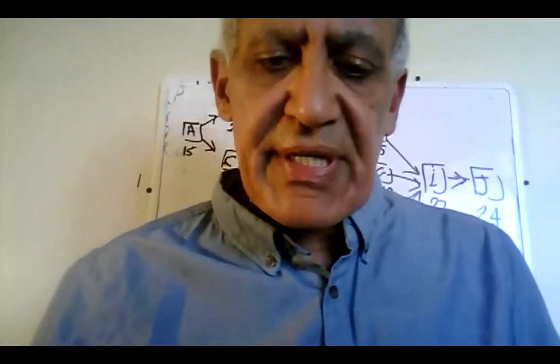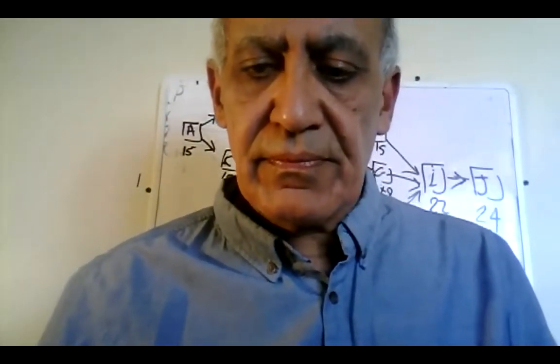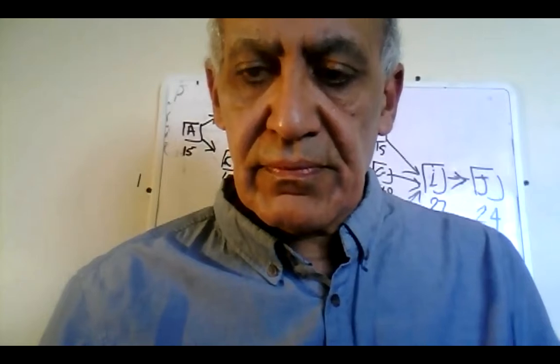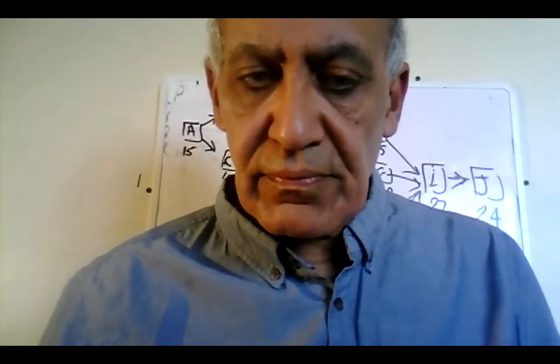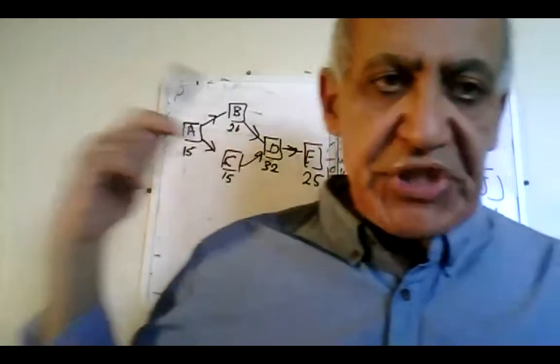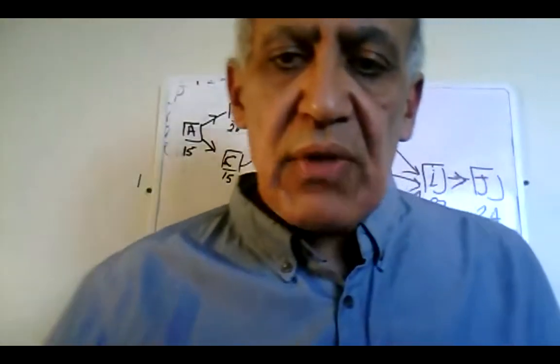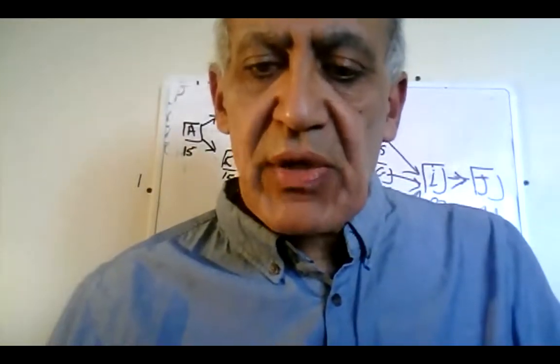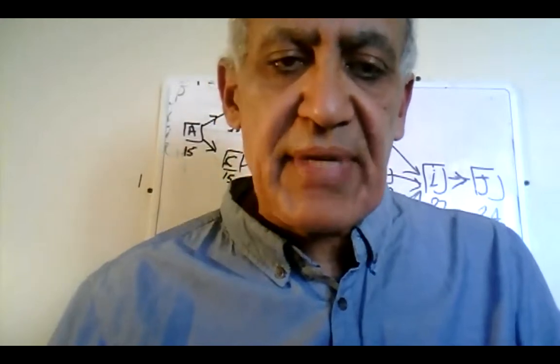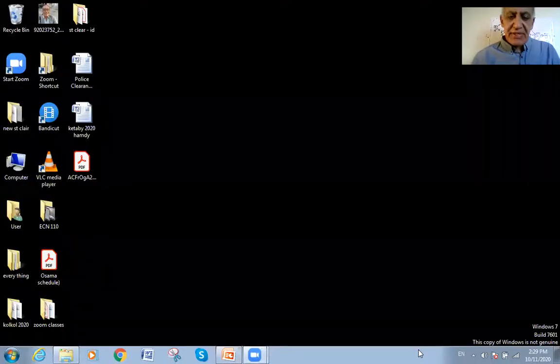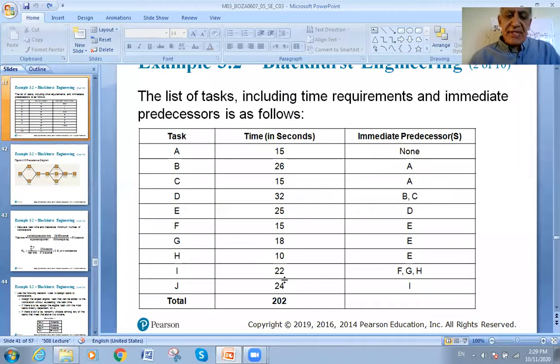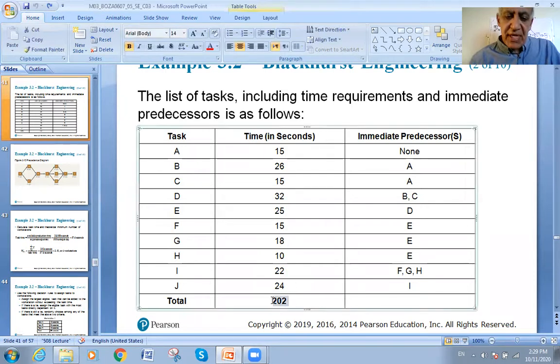From this example, which I showed you here on the board, we can now collect the total time. Let's go back to the screen share and see the total time. When I collect it, it will give me all of this together: 15, 26 plus 15 plus 32 plus 25 plus 15. So all the time worked will be the total. When you do it with the calculator, it will be 202. Okay?